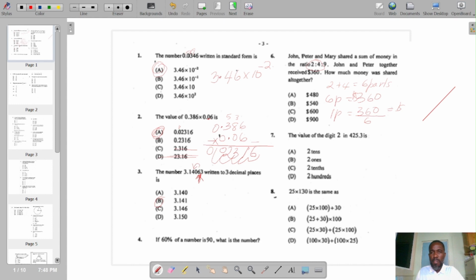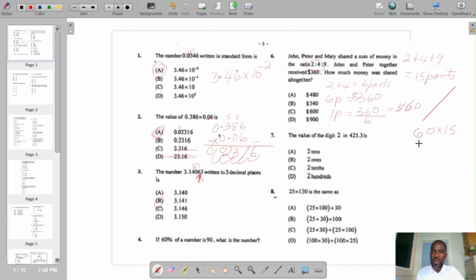Okay, but how many parts were there in total? Total number of parts is 2 plus 4 plus 9. So in total we had 15 parts. Now, one part was equal to $60. So therefore, if I multiply $60 times 15, I am going to get 900. So in total $900 was shared.